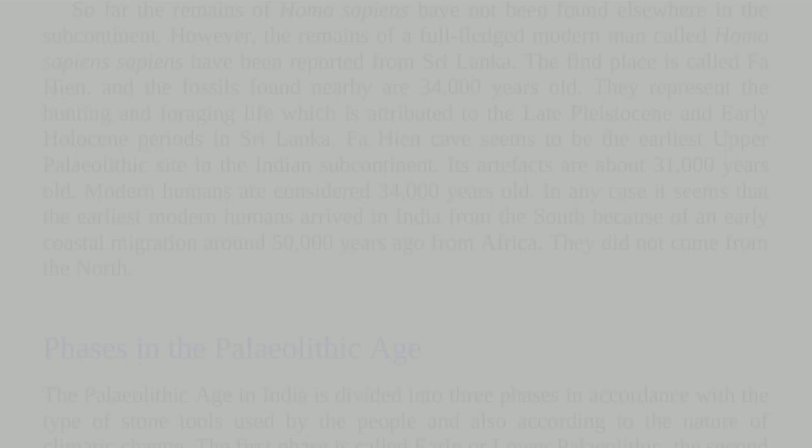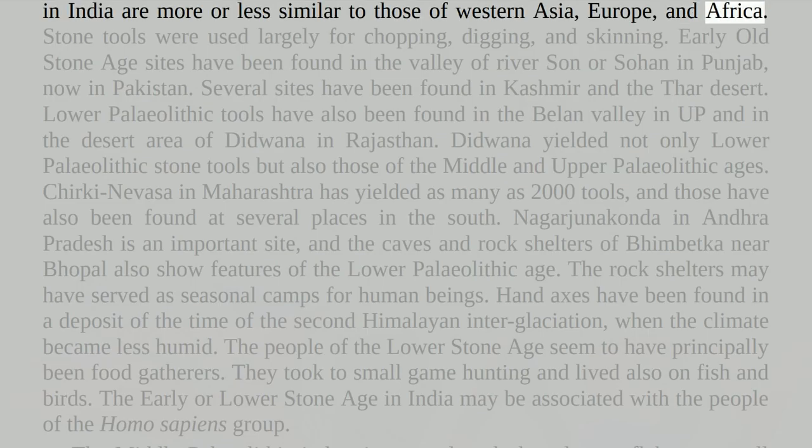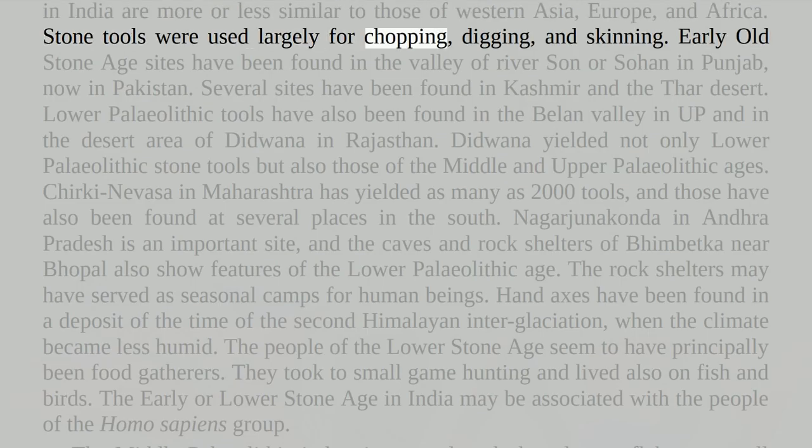Paleolithic site. People use hand axes, cleavers, and choppers. The axes found in India are more or less similar to those of Western Asia, Europe, and Africa. Stone tools were used largely for chopping, digging, and skinning.